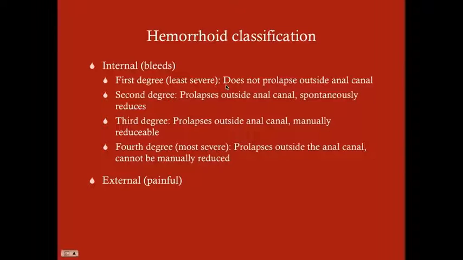So first degree, these are the ones that don't prolapse outside the anal canal. However, you may be able to feel them on digital rectal exam. Second degree, these prolapse, but they spontaneously reduce. Then the 3rd degree prolapses, but they're manually reducible. You can put them back into the anal canal. 4th degree, which is the most severe, prolapses outside the anal canal and can't be reduced manually.